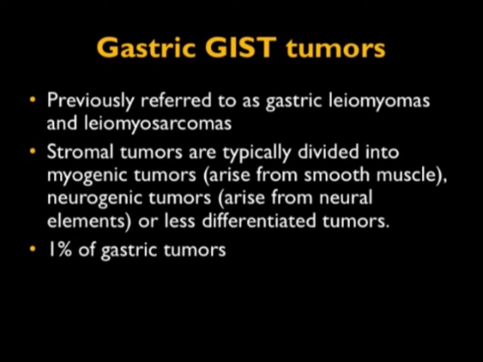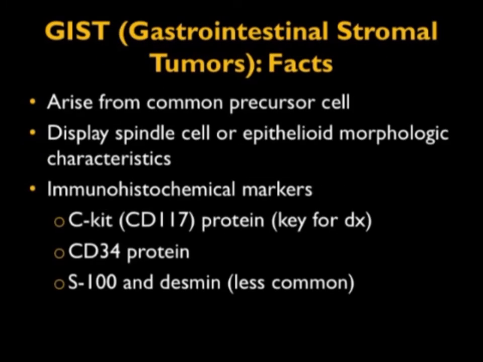GIST tumors are something I see fairly commonly now. They used to go by different names, like leiomyosarcomas. They're stromal tumors. They make up about 1% of gastric tumors. They arise from a common precursor cell, displaying spindle cell or epithelioid morphologic characteristics.